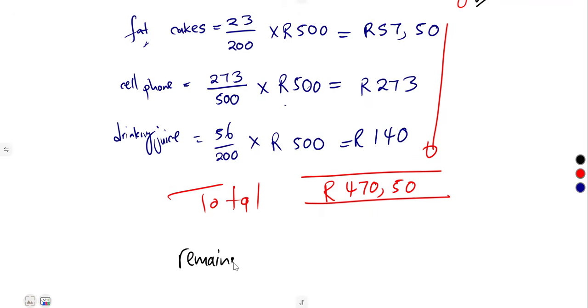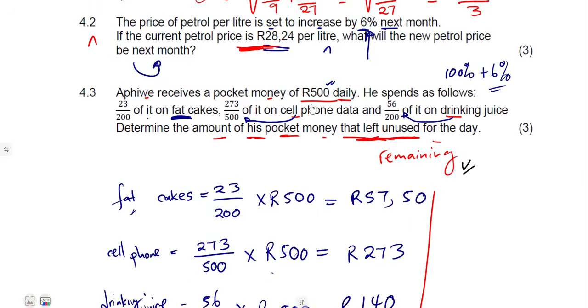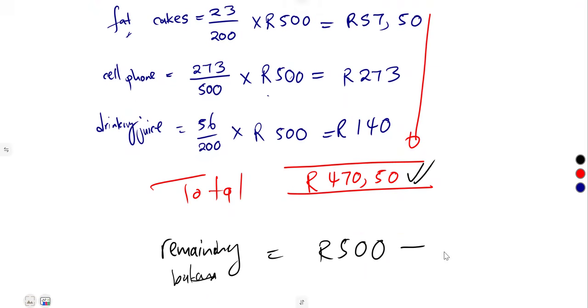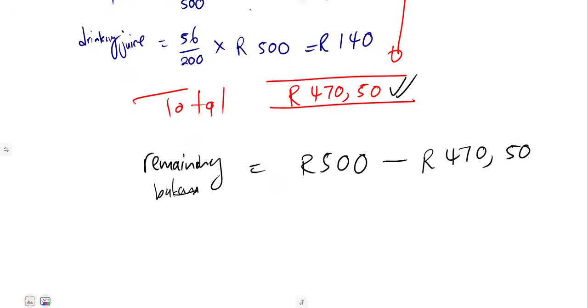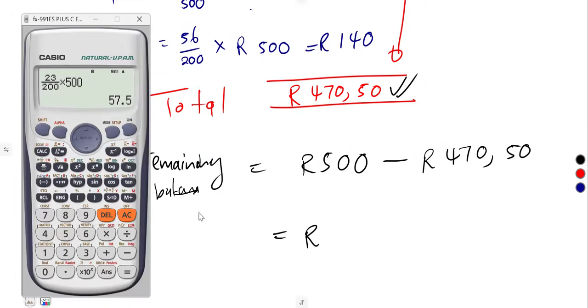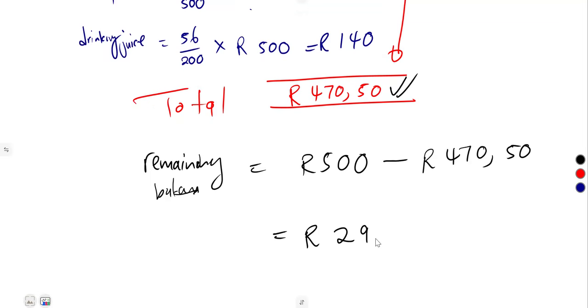So the remaining money, the remaining balance that we're going to have of what he has, is 500 minus what you used. Remember, 500 is all that he has that day as pocket money. Then we subtract what you used, a total of 470,50. So if we subtract this, we're going to have the remaining, which is the change, or what is left, which is 29,50 out of 500. This is what he had left.